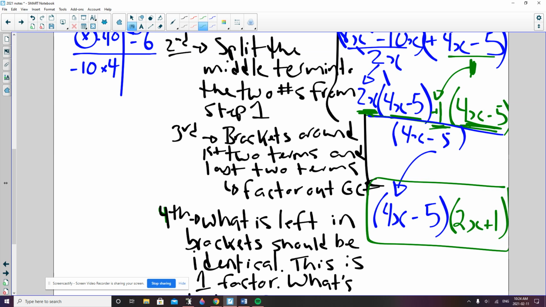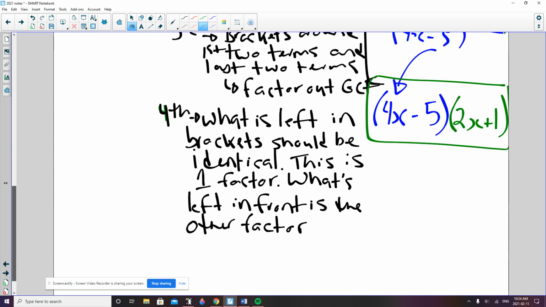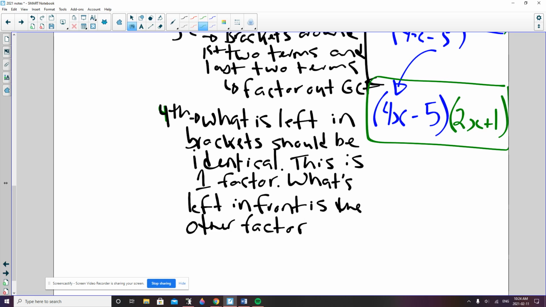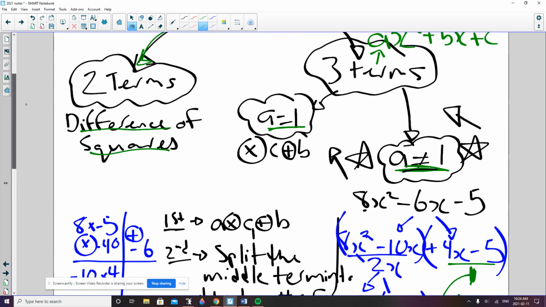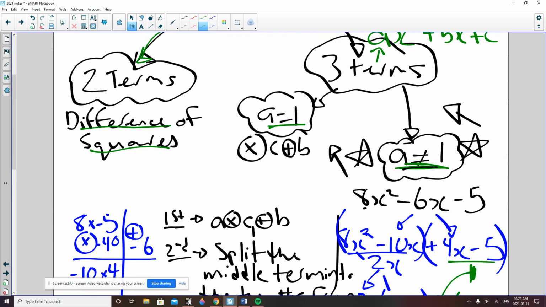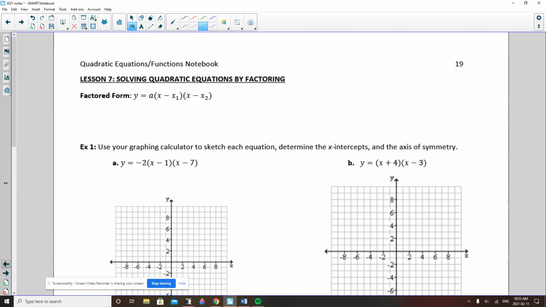Okay. Just leave this down here for a sec if you need it. Okay. So with that information and using this little flowchart to help me kind of navigate the factoring questions, we're going to go into lesson 7. So lesson 7 is solving quadratic equations by factoring.